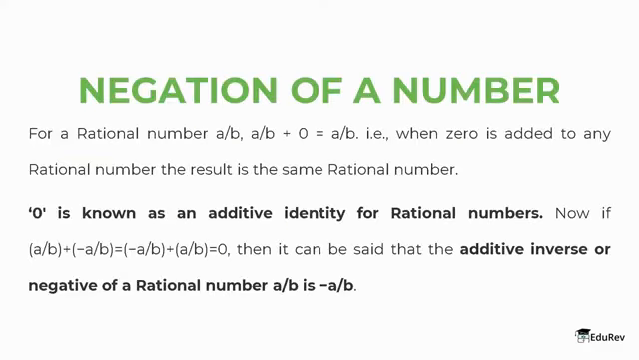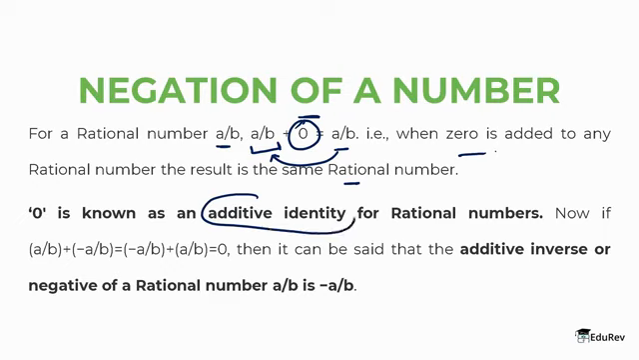We'll start with the topic that is the negation of a number. Now, let's understand it in a way. For a rational number a by b, a by b plus 0 will be equal to a by b. That is, whenever 0 is added to any number, the answer comes out as the number itself, right? That is, when 0 is added to any rational number, the result is the same rational number. So 0 will be known as the additive identity for rational numbers, right?